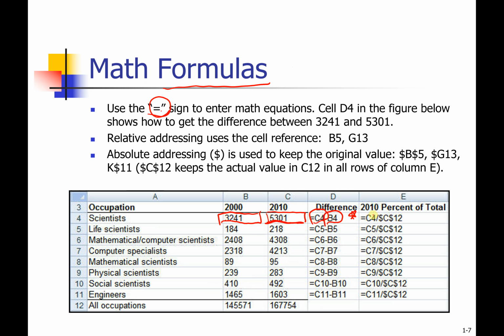What's happening in this difference? Notice here it says the 2010 percent total in column E. They're taking C4, this one right here, and dividing it by C12, which is this one right here. And notice you have these dollar signs. Absolute addressing uses the dollar sign to keep the original values. If you put C12 and then copied down to the next one, it would divide by C13, but there's nothing in C13. So the dollar signs assure you it's always going to divide by the total occupations.